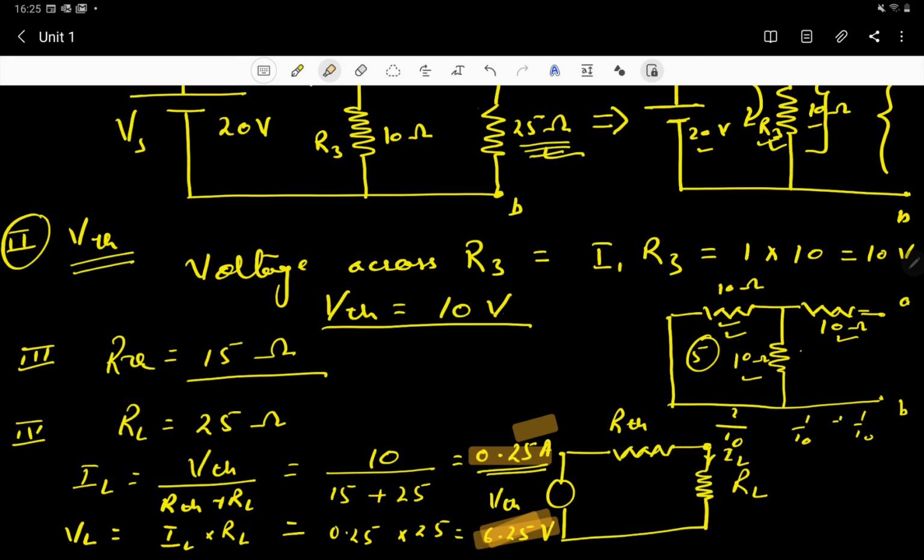So this was a simple circuit. You should try to solve more problems, the complex ones, and try to apply the same procedure. In this way you can apply Thevenin's theorem to circuits. So this is all for now in this lecture about Thevenin's theorem. Thank you. Thanks a lot.